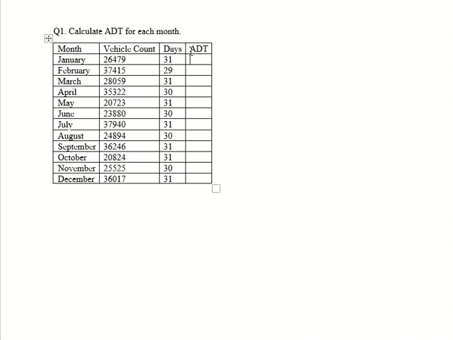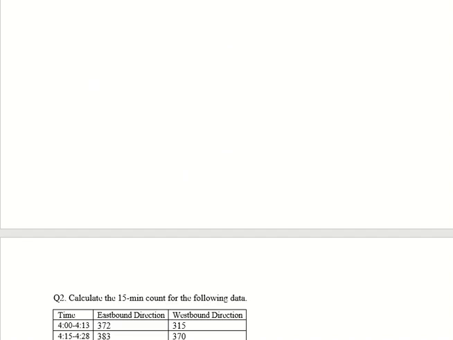It is again the same: 26479 divided by 31, the total traffic upon the number of days. So these are the values in the end. Just like I mentioned, just divide column 2 by column 3. That's it. And again round it off to the nearest integer.